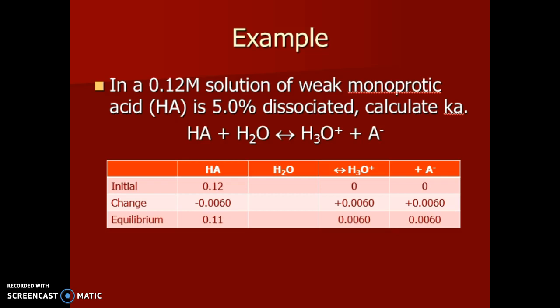Now we're a hop and a skip away from being able to calculate my Ka. Notice though, I didn't include any numbers for water. That's because it's a pure liquid, so its activity is 1 and will remain unchanged throughout the entire problem. So next, we go right into Ka, product concentration over reactant concentration. So we'll find that that's 0.006 squared divided by 0.11. We can quickly solve, and that is 3.3 times 10 to the negative 4th.